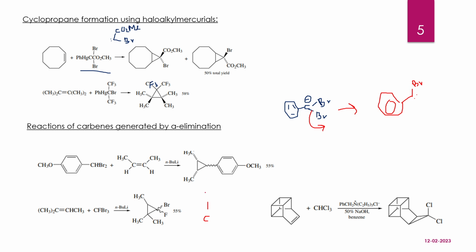This type of compound has one fluorine and three bromine atoms. Butyl lithium has a negative charge, so it will take one bromine from here and generate a negative charge here, and again another bromine will eliminate as alpha elimination, giving us this type of carbene, which will add to this double bond, giving us this compound. So the carbene has one bromine and one fluorine.